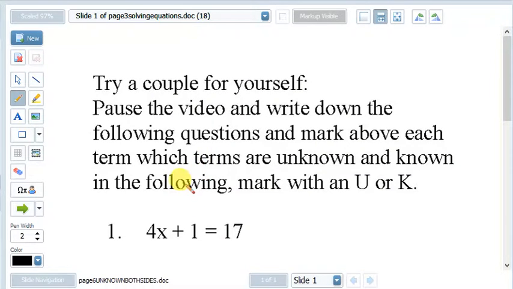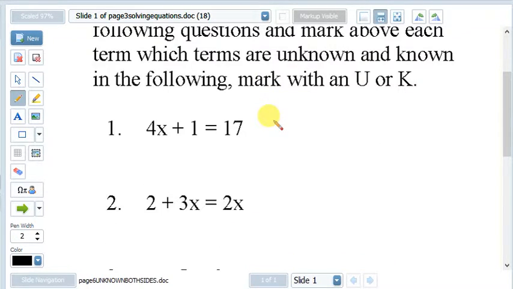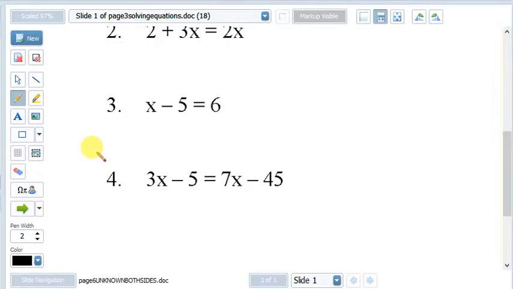Okay, so question 1, hopefully you've paused the video and had a go. So 4x has got a letter in it, so that's an unknown. Plus 1 is a known, and 17 is a known because there's no letter. 2 is a known because there's no letter. 3x is an unknown because there's a letter, and 2x is an unknown because there's a letter. 5x is an unknown, minus 5 is a known, and 6 is a known.